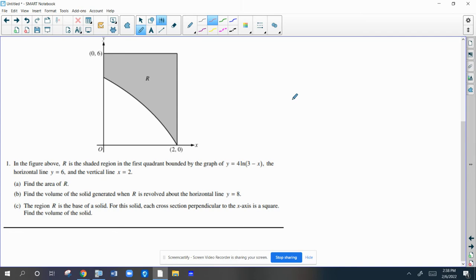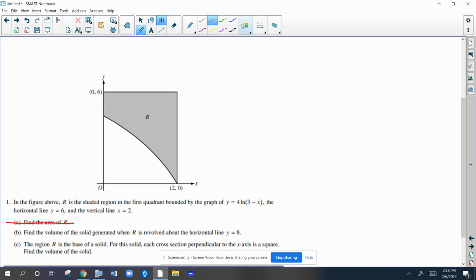So now we're going to take this region. We did A in a previous video, the area. Now we're going to find the volume of this when we revolve it around the horizontal line y equals 8. So let's give ourselves some room. Y equals 8 is this horizontal line up here, and that's where we're going to revolve it.